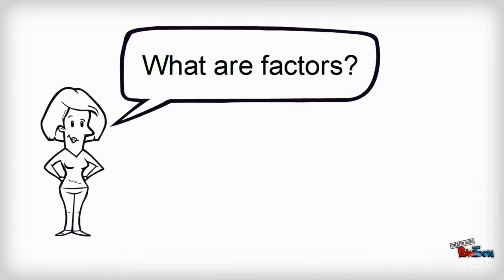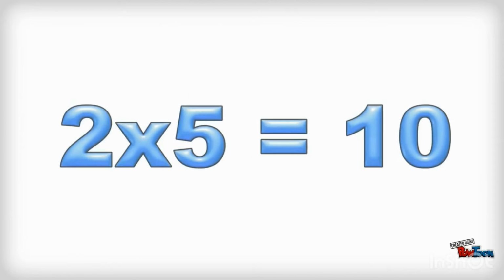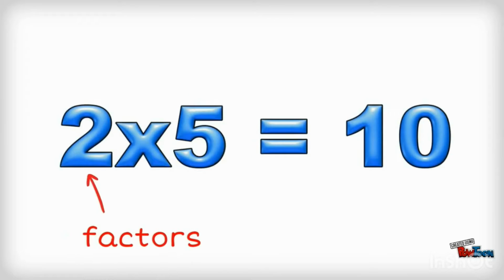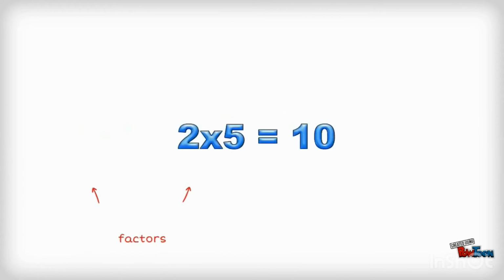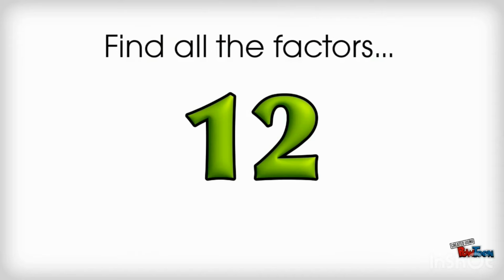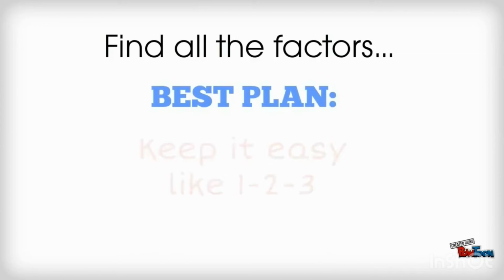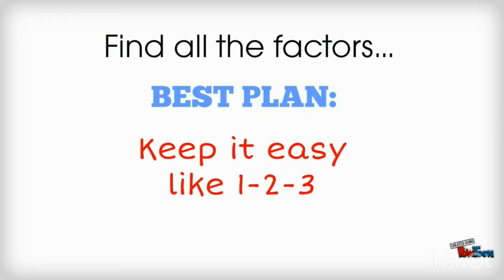Factors are whole numbers that you multiply together to get another number. So in this example, 2 times 5 is 10. The factors are 2 and 5. You will often be given a number and told to list all its factors. Well, you could just think of any numbers that multiply together to give 12 in this example, but a better plan is to use the same simple way every time.